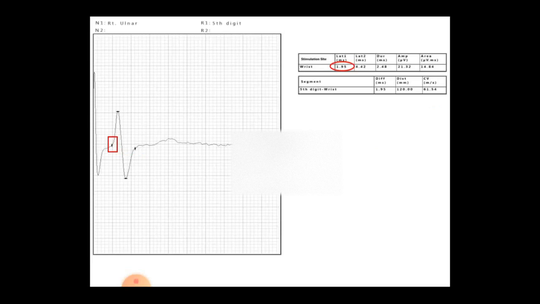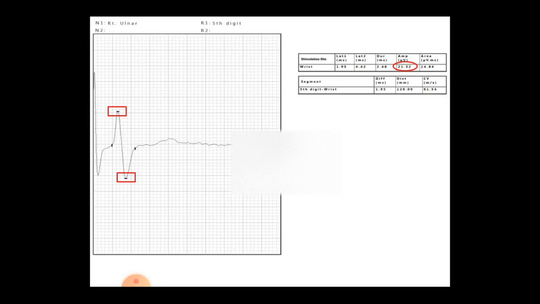This is the sensory nerve action potential. Here you can see the latency 1 marker at 1.95 milliseconds, which you can see in the table also. This potential is recorded from the right ulnar, as you can see in the left upper corner, and just by the side of it you can see that it is recorded from the 5th digit. That is the little finger, which is supplied by the ulnar nerve for its sensory distribution.